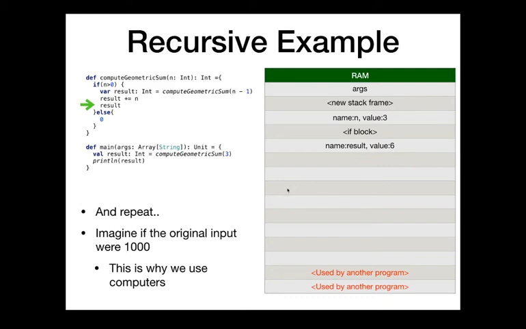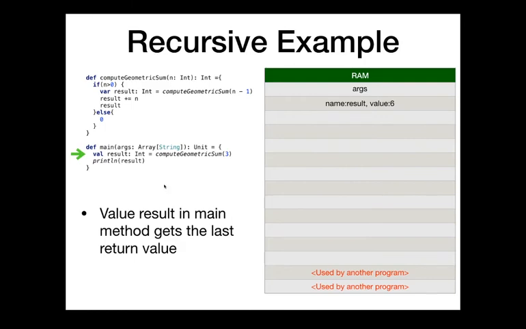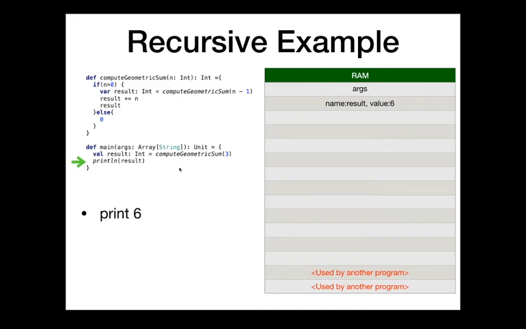We return that 6 back to the main method. The main method, the main block, was waiting on this method call. That method call and its stack frame just returned 6. So we can pick up right here where we left off, result equals 6, and just print 6 to the screen.